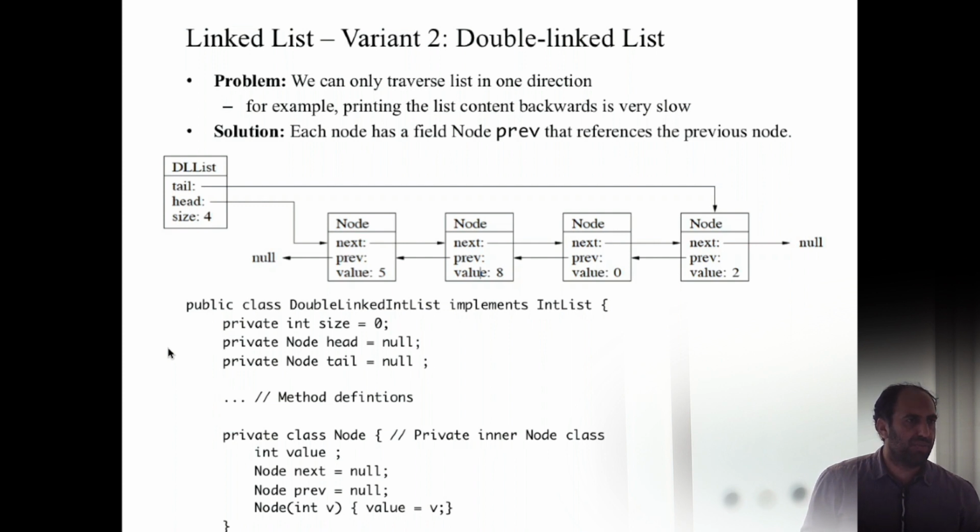So for example, if you have to visit a list in reverse order, then the double linked list will be more efficient than a simple linked list implementation.